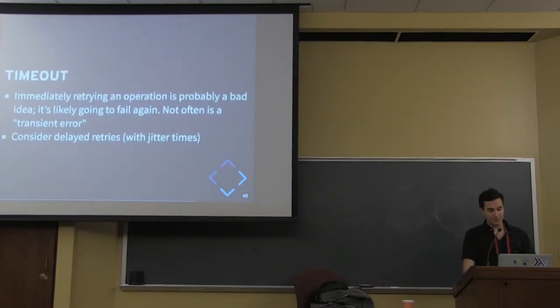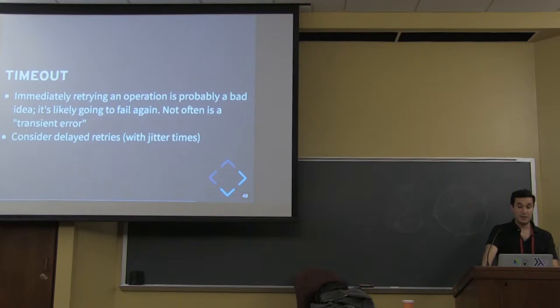So, talking about timeouts, if you're starting to see unresponsive systems, if you start hitting some resource and the resource is failing more than once, like say twice or thrice, the possibility of that failing again is really, really close to one, right?